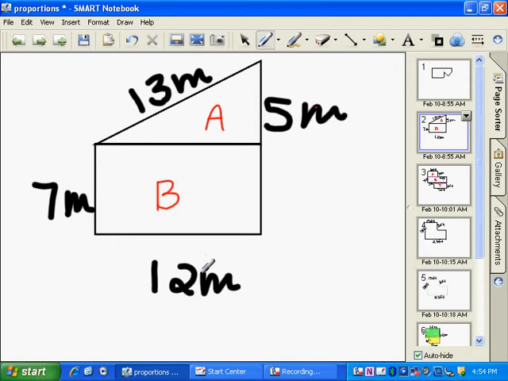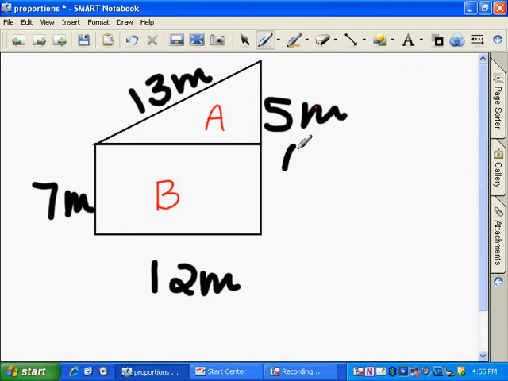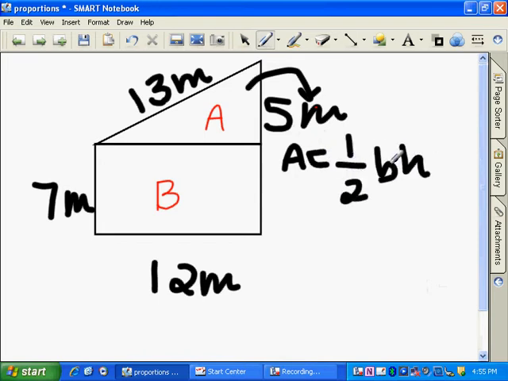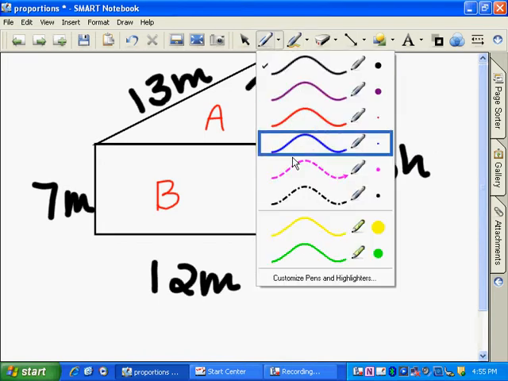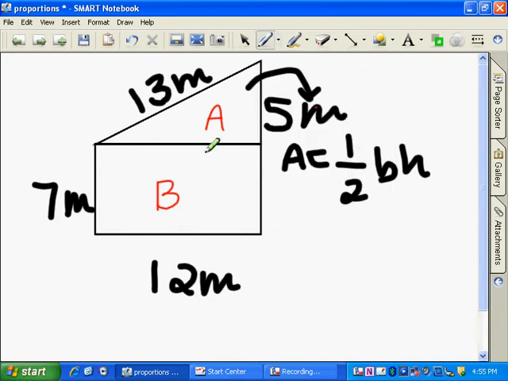So let's start with the triangle. The formula for the area of a triangle is 1/2 of base times height. Now with this particular triangle, the length of the base is not given here. We know that the height is 5, but we don't know the length of this side.